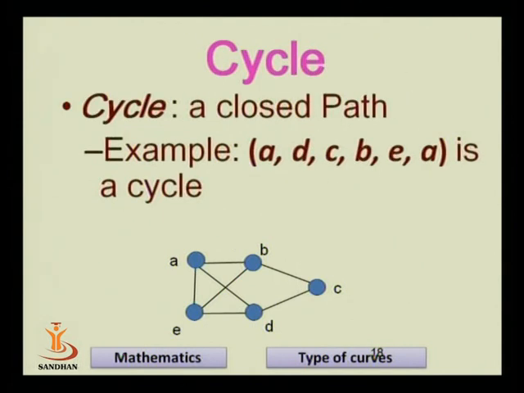A cycle is a closed path. So here in the graph, A, D, C, B, E, A is a cycle. A, then D, then C, then B, then E, then A.